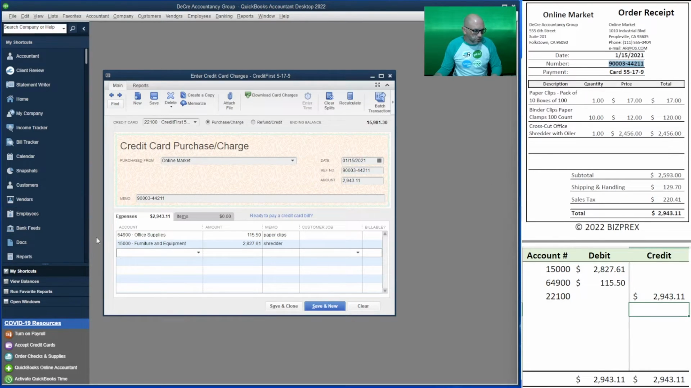So again, these two accounts here are debited. So these two amounts are debits to these accounts. And this amount here is a credit to this account. Right, and it's reflected here. Debits and credits have to equal each other, and on this interface we can see that they do.